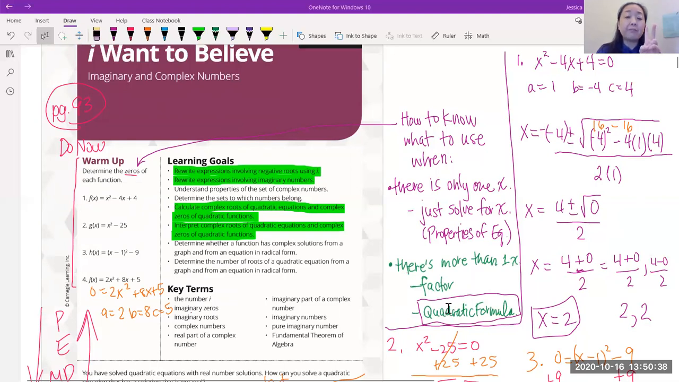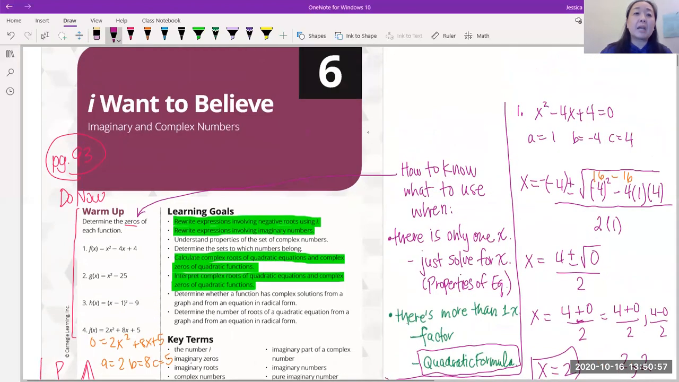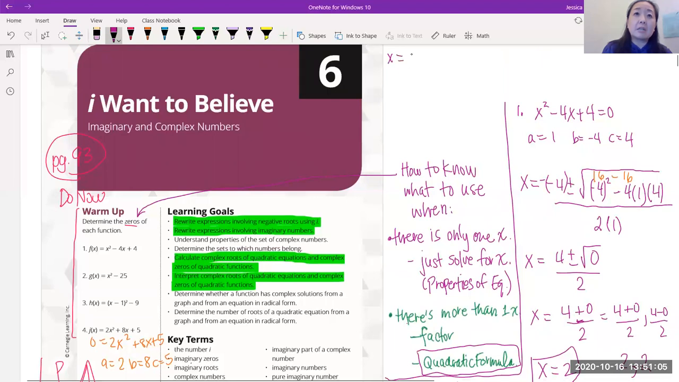If it's factorable, I would go that route, just because there's less likelihood for error. So for number 1, for this class we did actually use the quadratic formula, but I'm going to show you here that we can actually factor it, because this one is factorable. First things first, we've got to set it equal to 0. So 0 is equal to x squared minus 4x plus 4. Okay, so this is for number 1.